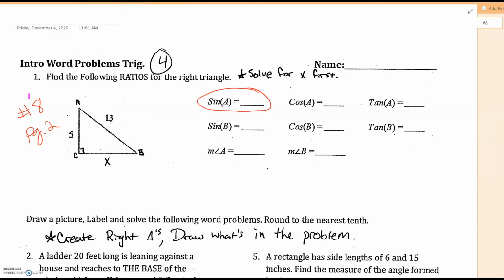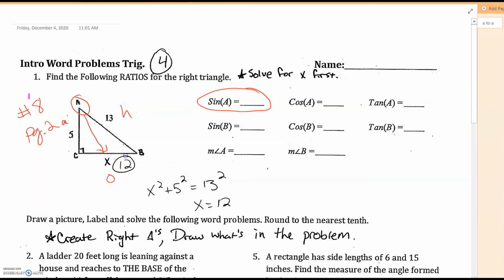Okay, so whenever you do this, sine of A, this is your reference angle. So you're going to go across. This is opposite. This is the hypotenuse. This is the adjacent. And then you may have to use the Pythagorean theorem to find x. If you do that, you would have x squared plus 5 squared equals 13 squared. You end up getting x equals 12 down here. Okay, so since A is our reference angle, 12 is the opposite, 13 is the hypotenuse.